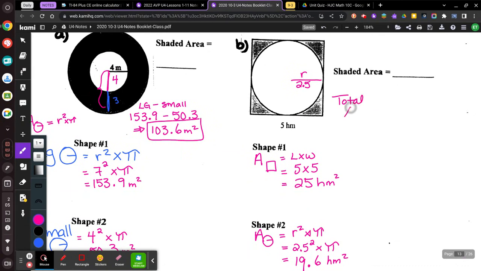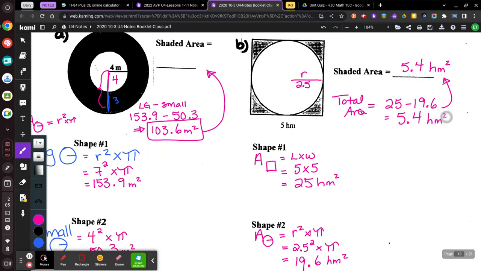So now this time, instead of adding them together, I need to subtract them. So our total area for shaded is going to be 25 minus 19.6. And that will be our total shaded area, which gives us 5.4. Use your units, hectometers squared. Okay, so we get 5.4 hectometers squared. Okay, so again, 2.5, 3 marks. You find each object and you either add it or you subtract it, depending on what the object looks like.